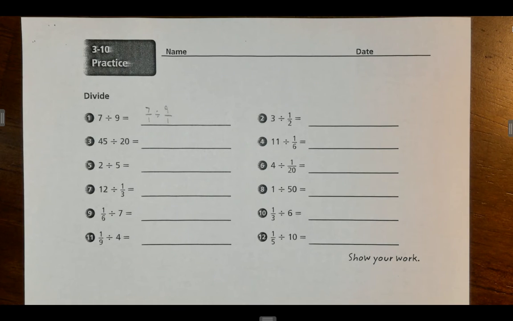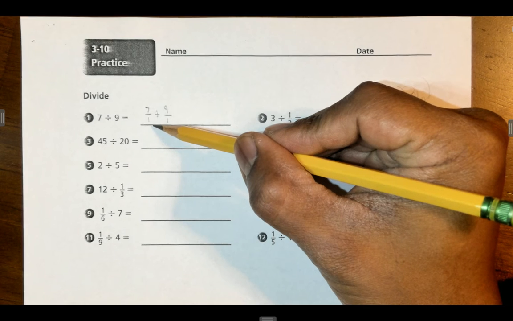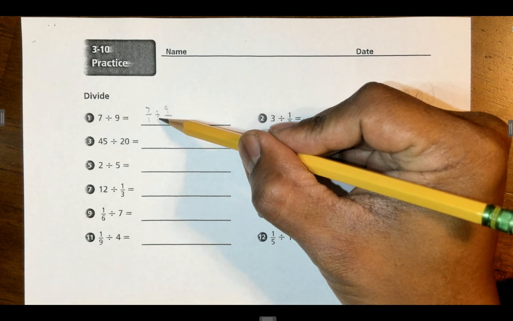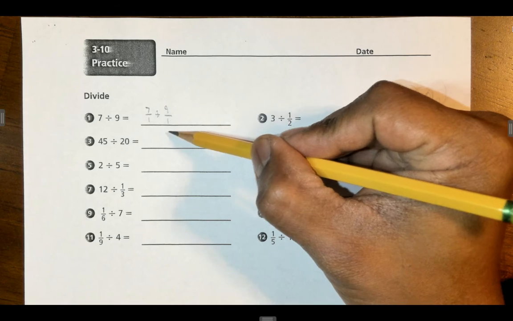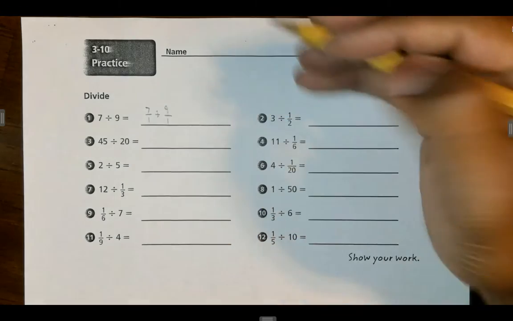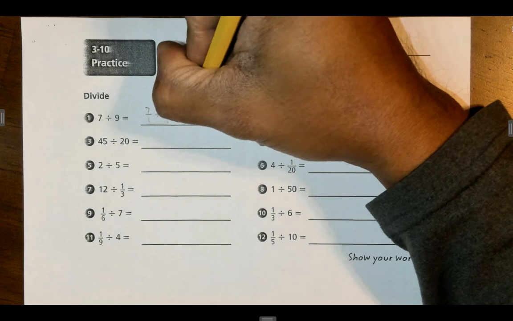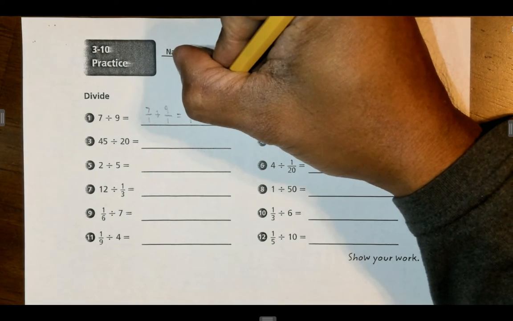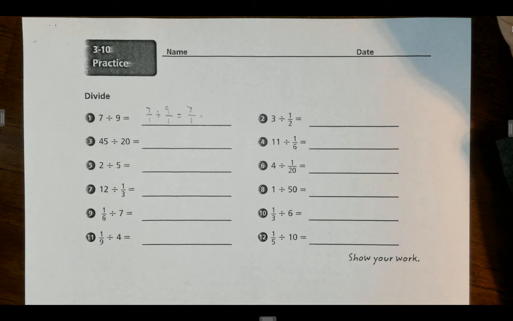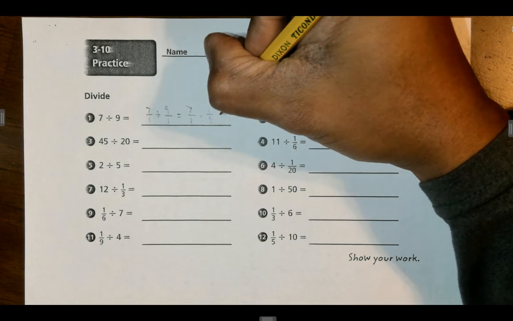And then here's the trick. We keep what's on the left-hand side of the division expression the same. We change the symbol from division to multiplying, and we flip what's on the right. So keep what's on the left the same. 7 over 1 stays 7 over 1. Change the symbol from division to multiplying and flip what's on the right. 9 over 1 becomes 1 over 9.